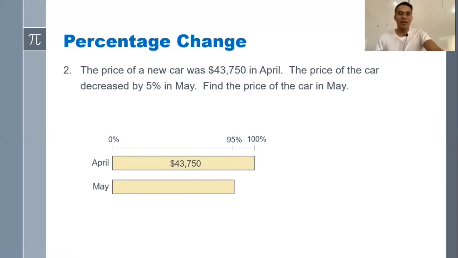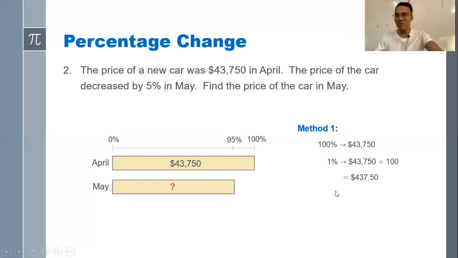Next, we have to examine what is given in the problem. And the only thing given is this amount, $43,750, and this is 100%. And we're going to get 1%, so we have to divide $43,750 by 100. And thanks to your calculator, you are able to get $437.50. That's 1%. Our goal is to find 95%.